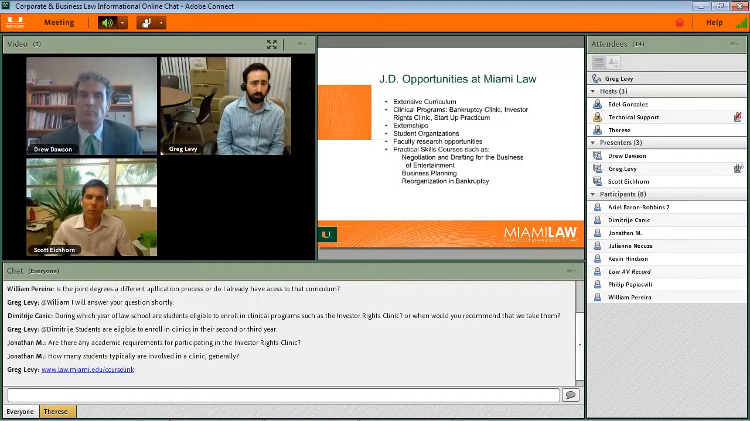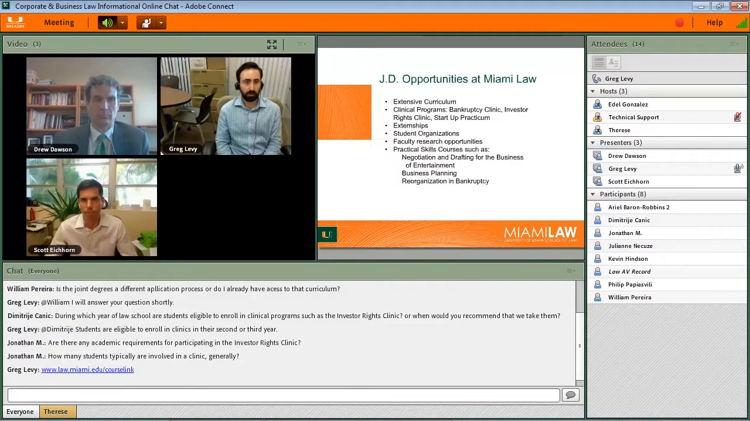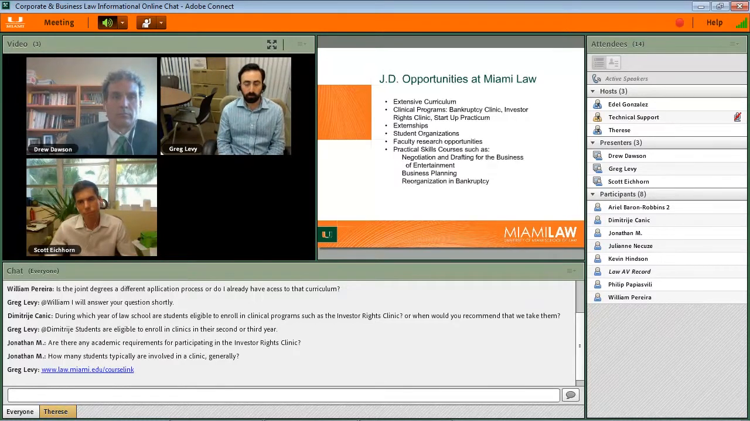Various faculty members, I know Professor Dawson has research assistants almost every year, will have opportunities for students to get involved as research assistants, either in the second semester of your first year, in the summer, or thereafter, working along with the faculty member in their research.